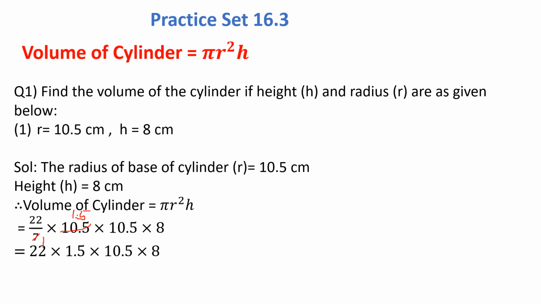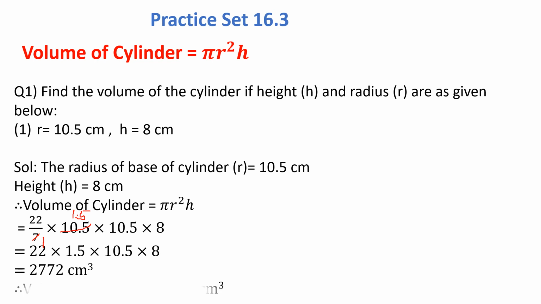Okay. So next step, that is equal to 22 into 1.5 into 10.5 into 8. Now students, you have to multiply all these four numbers. That is 22 into 1.5. Whatever answer you get, multiply with 10.5, then the answer which you get, multiply with 8. So you will get the answer as 2772 cubic centimeter or centimeter cube. You can write this way. So for volume, the unit is always written in cubic units. So here the unit given is centimeter, so it will become centimeter cube.